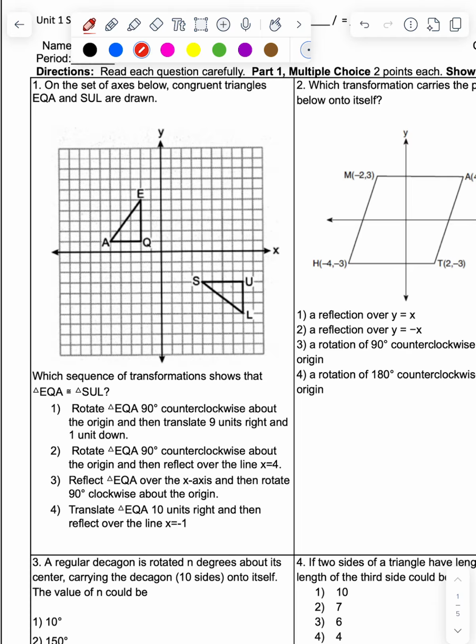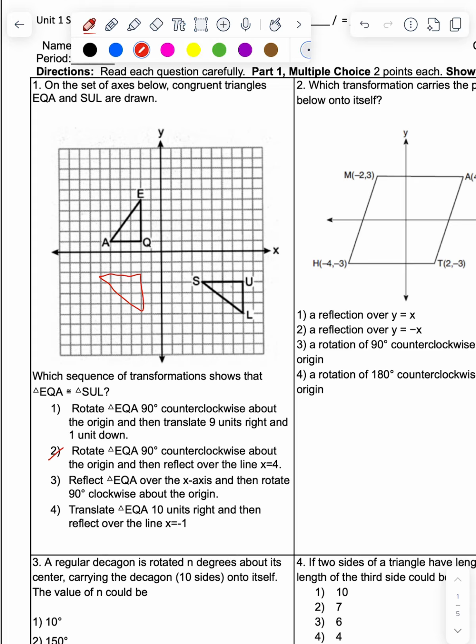So number 2 says rotate triangle EQA 90 degrees counterclockwise. So if I rotate 90 degrees counterclockwise about the origin, it'll be looking something like this, just like we had before. And then it says reflect over the line x equals 4. 1, 2, 3, 4. X equals 4 is right over here. So if we reflect over this line, it's going to land like over here to be equal distances from the line. So this answer choice cannot be it. So I'm going to rule out answer choice number 2.